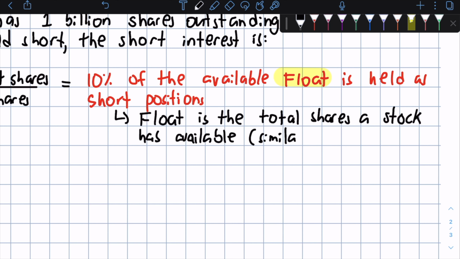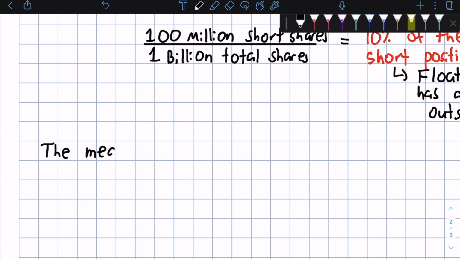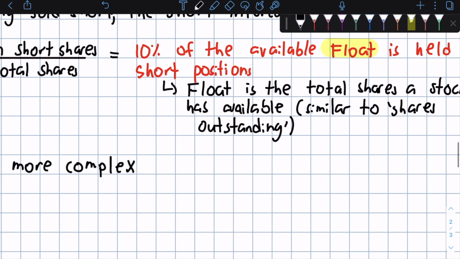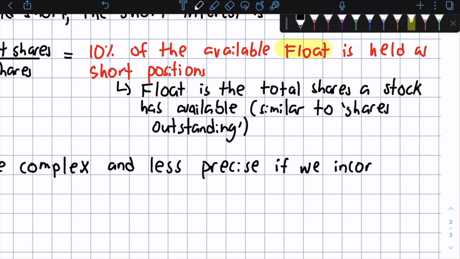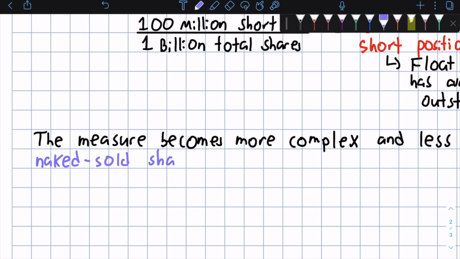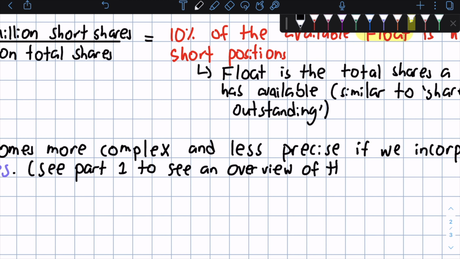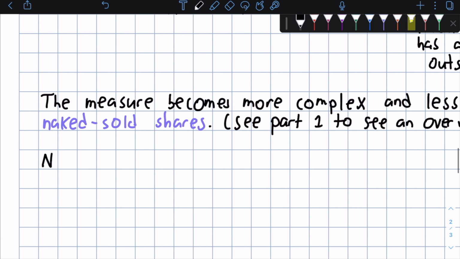And for those of you that don't know, float is the total shares a stock has available, and it's similar to the notion of shares outstanding. The measure becomes more complex and less precise if we incorporate naked sold shares. So again, see part 1 for an overview of this concept. It's a little bit tricky to understand.